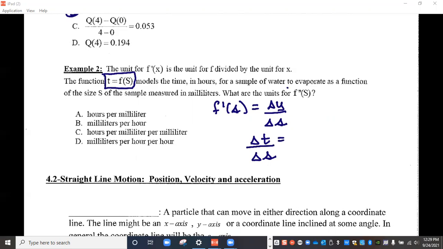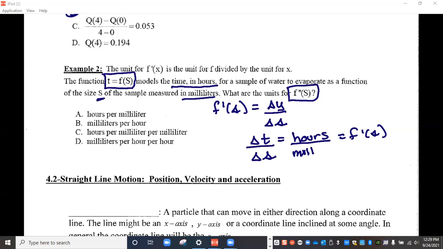Now here they're asking me for the units for f double prime of s. Notice they're telling you that t is being measured in hours, so I know the units for my dependent variable are hours. The size of the sample, which is my independent variable, is being measured in milliliters. So this would be how I'd measure my first derivative.